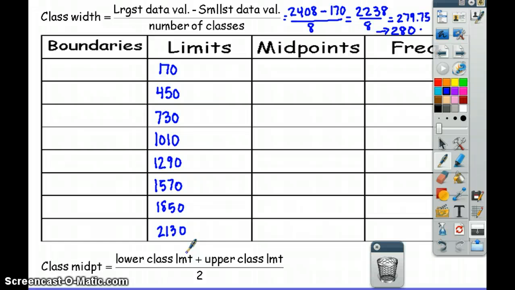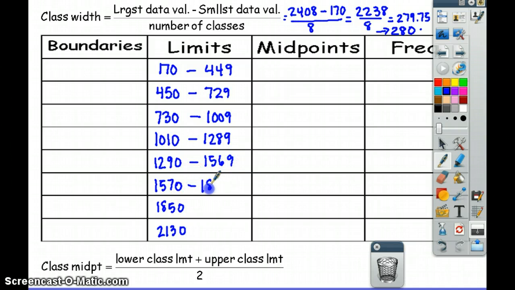To find the upper limits, well, this one goes from 170 to some number, and this one starts at 450, so this one must go to 449, one less than the 450. So this one must go to 729, because this one starts at 730. And I continue that pattern. This would go to 1,009. The next bar of the graph would go to 1,289, and then 1,569, 1,849, 2,129. These are 279 apart. This one would then go to 2,409.